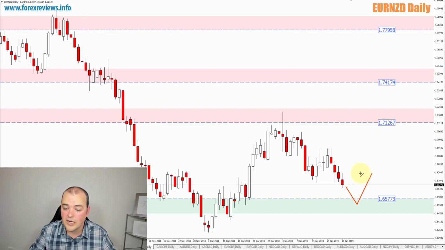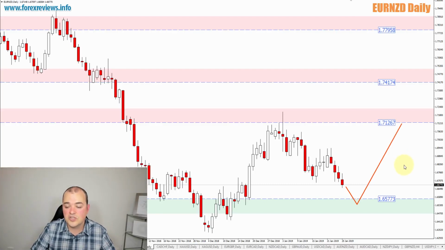Potentially look for a move all the way up to this previous low and high, looking left, all the way up to this high as another management point area, or potentially look for a move all the way up long term to the 171.26 zone area to the upside.